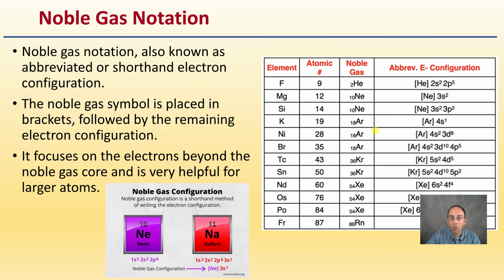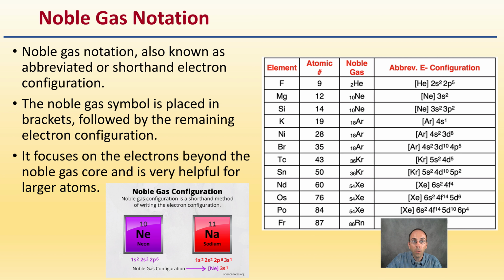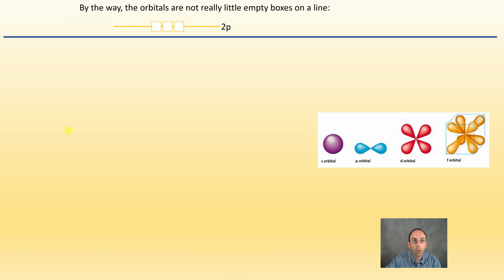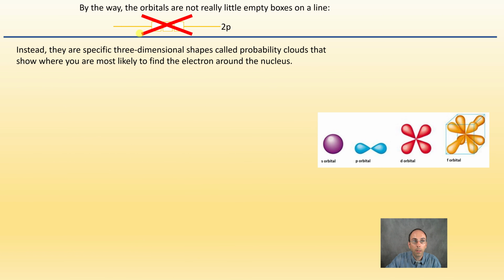So again, here's just a summary of the noble gas notation. Noble gas notation, also known as abbreviation or shorthand for the electron configuration. The noble gas symbol is placed in brackets, followed by the remaining electron configuration. It focuses on the electrons beyond the noble gas core and is very helpful for larger atoms. And here's an example.